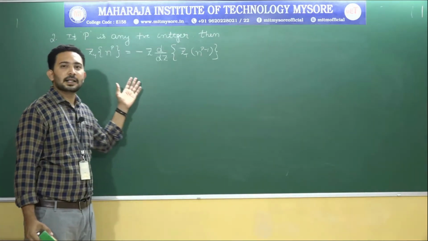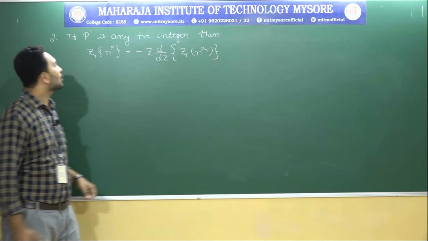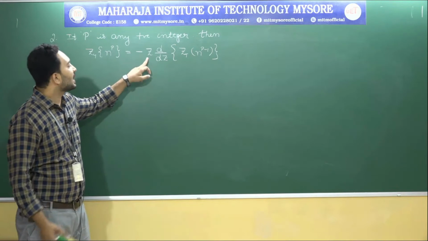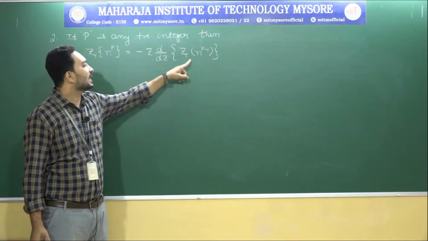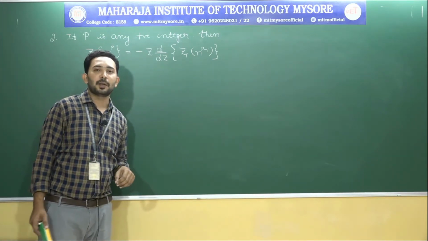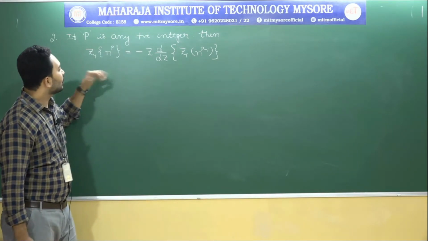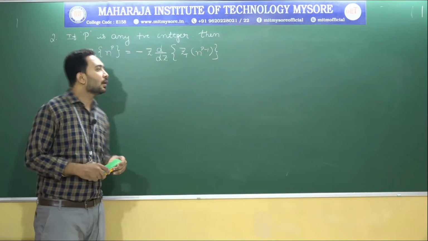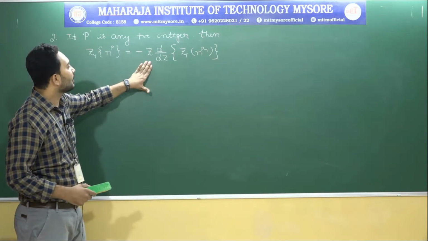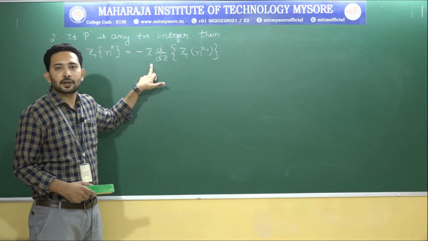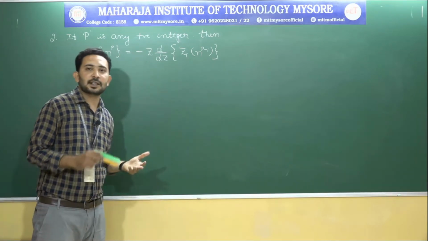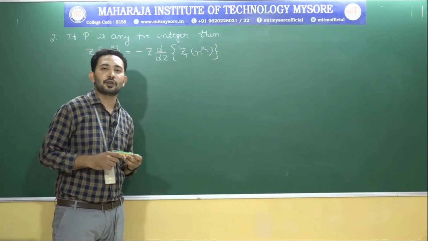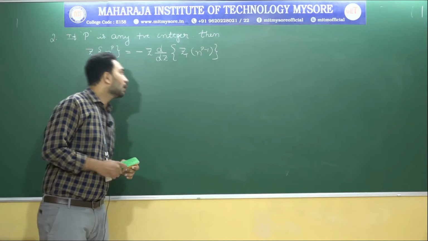Okay. Here is the second one, that is if p is any positive integer, then z transformation of n power p equals minus z d divided by dz, z transformation of n power p minus 1. So this problem is very important from the exam point of view, and after solving this derivation, we'll use it to solve some more sequences, that is z transformation of n, z transformation of n square, z transformation of n cube, etc.